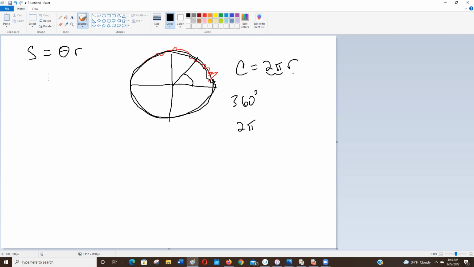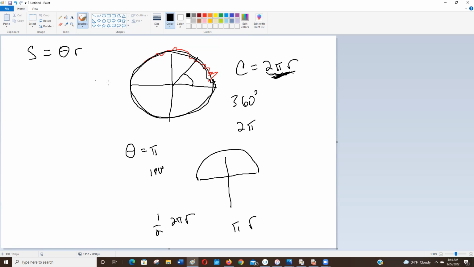So why does this arc length formula work when I know the circumference of a circle is 2 pi r? Well, if theta is pi radians or 180 degrees, I'm only going halfway around that circle, right? I'm going from here to here. So that's basically 1/2 of 2 times pi times the radius. And 1/2 times 2 is just pi times the radius. So you see that if I'm going pi radians, pi times r is going to be the arc length of that half circle. And that works for any angle measure.